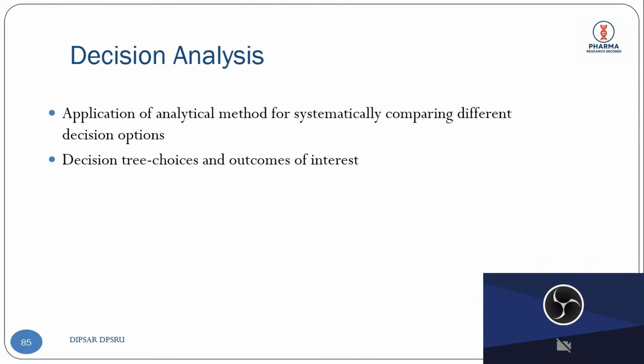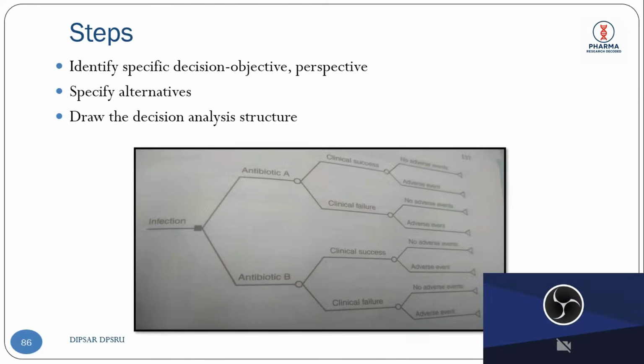And then we talk about decision analysis, as we have discussed, the application of analytical methods for systematically comparing different decision options. So decision tree, choices, and outcome of interest. That is the decision tree. So now you can see this is a screenshot of one book. So if you are going for a decision tree analysis, you have to specify the alternatives and draw the decision analysis structure. So in this case, you have to draw the decision analysis structure where you are creating the models.